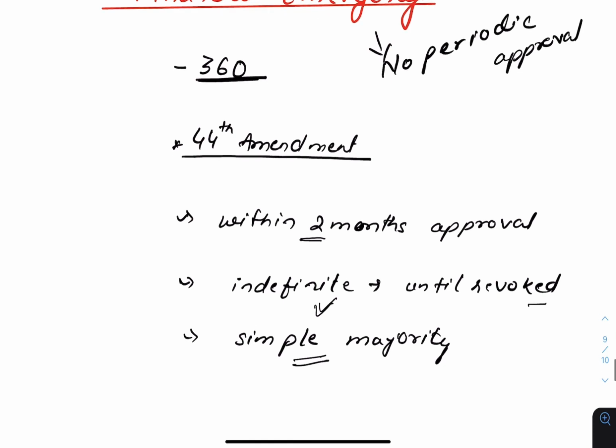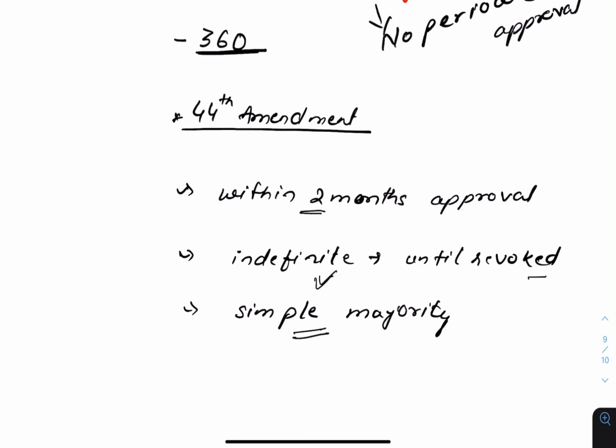What happens during financial emergency? The center can direct any state to observe financial propriety. Salaries can be reduced. The president may issue directions for the reduction of salaries and allowances of persons serving in connection with the affairs of the union. The salaries of judges of the Supreme Court and High Court can be reduced. So these things can happen when there is financial emergency. During the operation of a financial emergency, the center requires full control over the states in financial matters.